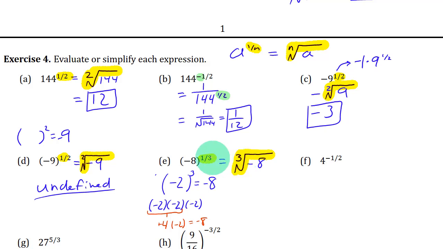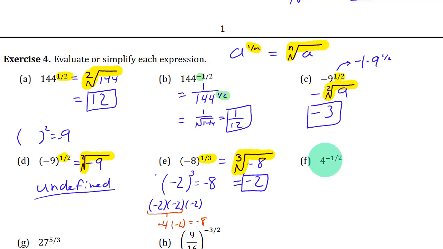So because this is an odd number, 3, you can take a third root, a cube root of negative 8, and get negative 2, and that's okay. But if it's an even number like 2, then that's not going to be allowed.